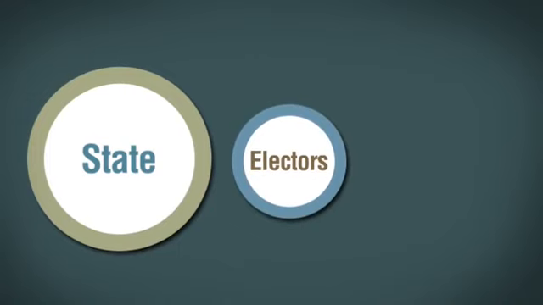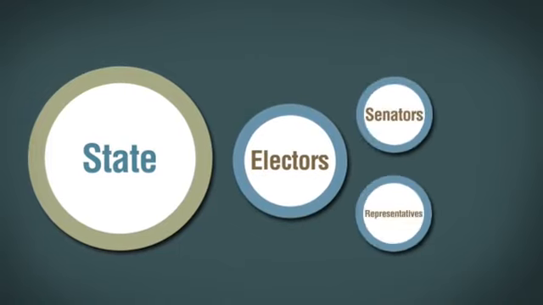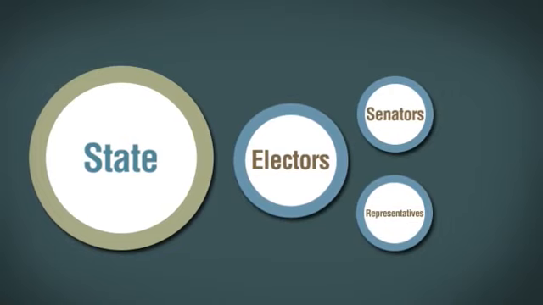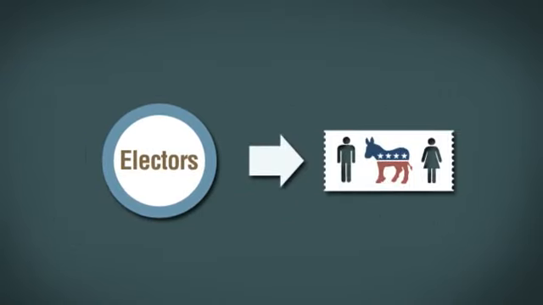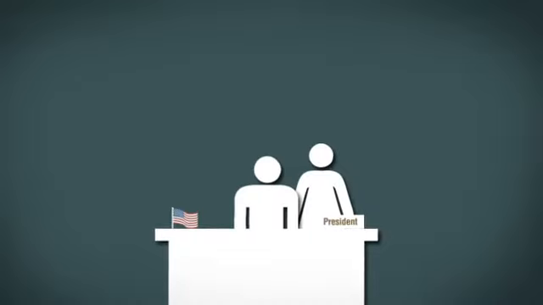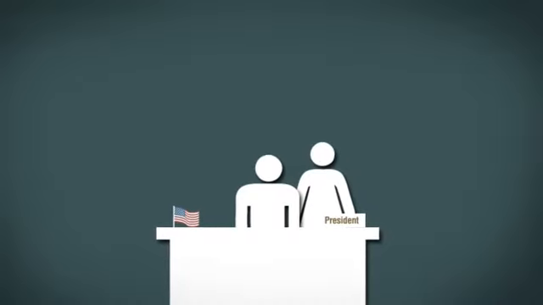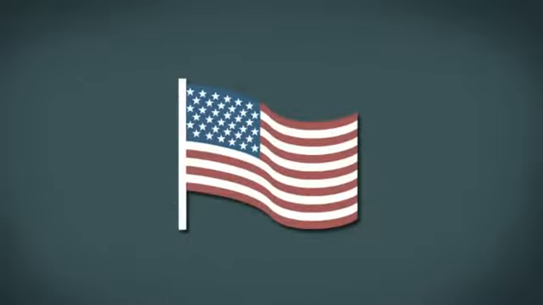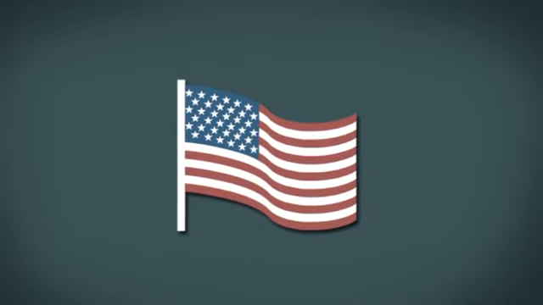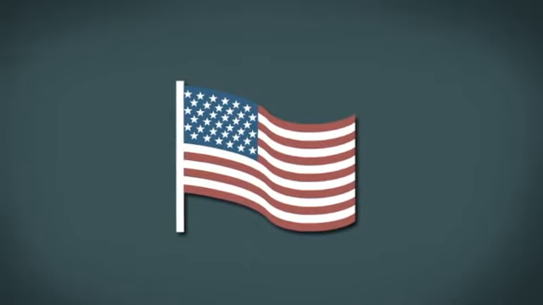A state has the same number of electors as it does senators and representatives. In most states, all the electors will vote for the presidential ticket which received the most support in the public vote. Finally, the presidential ticket with the most Electoral College votes becomes President and Vice President of the United States of America. So that's how things work in the US. A democracy like the UK, but on a much larger scale.